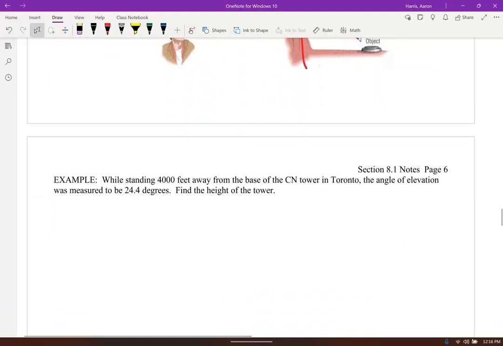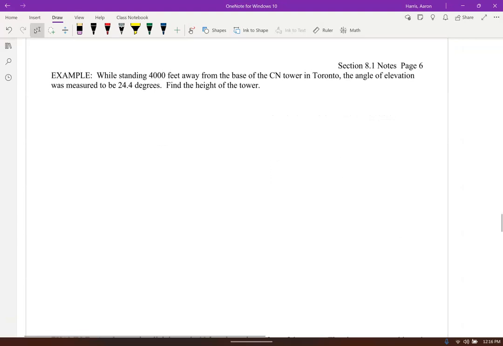So here's your first example. While standing 4,000 feet away from the base of the CN Tower in Toronto, okay, so here's this huge tower, you're 4,000 feet away from the base of this tower, right?